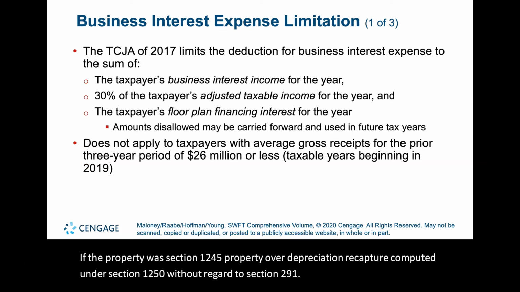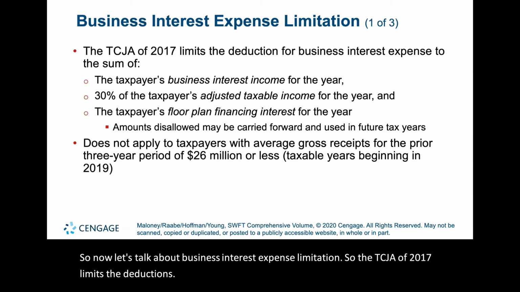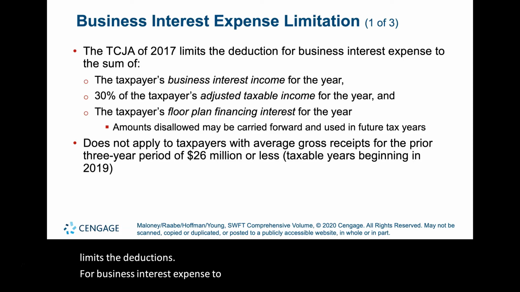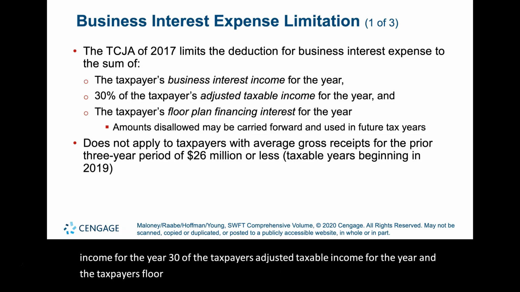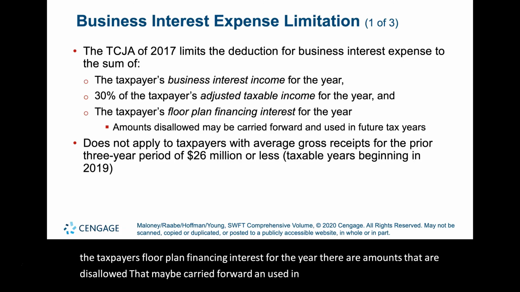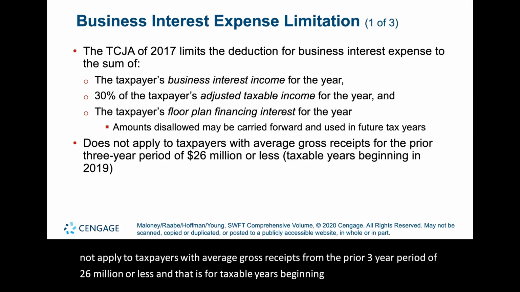So now let's talk about business interest expense limitations. The TCJA of 2017 limits the deductions for business interest expense to the sum of the taxpayer's business interest income for the year, 30% of the taxpayer's adjusted taxable income for the year, and the taxpayer's floor plan financing interest for the year. There are amounts that are disallowed, but that may be carried forward and used in future tax years. So this does not apply to taxpayers with average gross receipts from the prior 3-year period of $26 million or less. And that is for taxable years beginning in 2019.